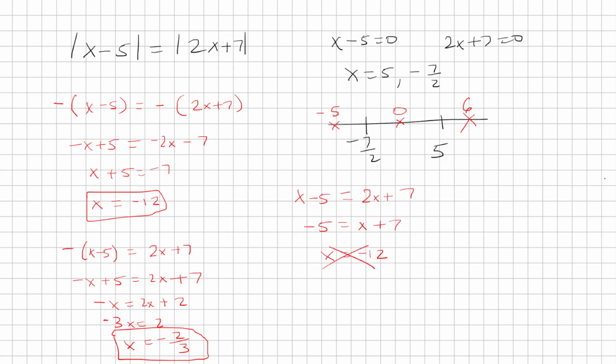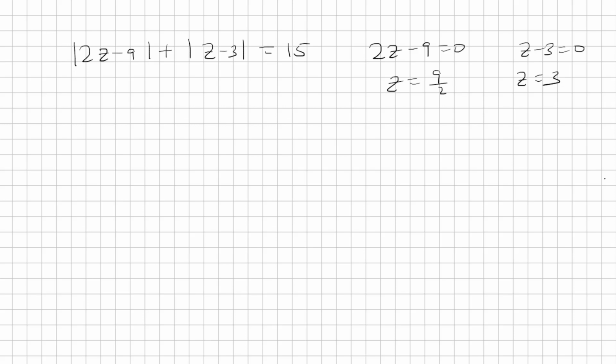Okay. Last one. So we have the absolute value of 2z minus 9 plus the absolute value of z minus 3 is equal to 15. So we want to set both of those equal to 0. So we get z is 9/2 and z is 3. So we'll put that on a number line.